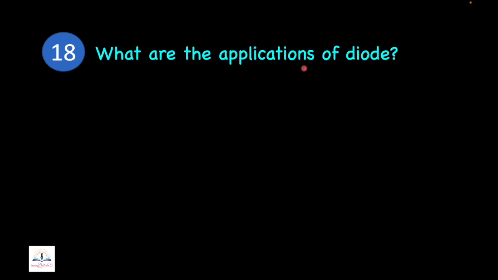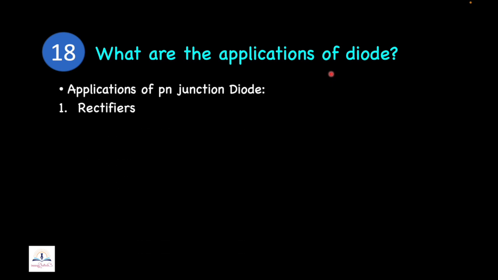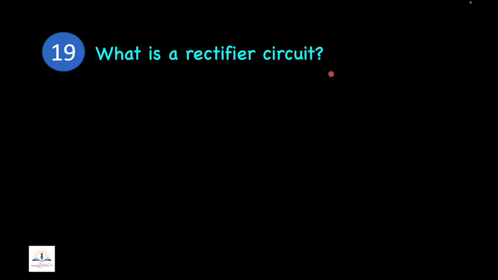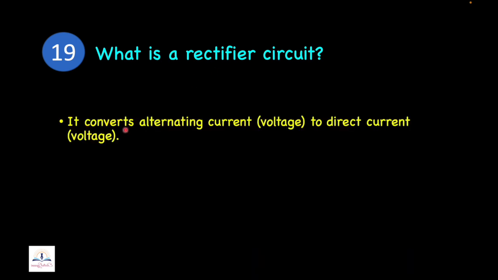Next is, what are the applications of diode? So there are various applications of PN junction diode. It can be used as rectifiers, clippers, clampers, voltage multipliers, and logic gates. Next, what is a rectifier circuit? A rectifier circuit converts alternating current or voltage to direct current or voltage.